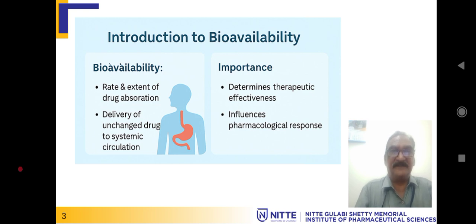Under the topic, we're going to discuss the introduction to bioavailability and the importance of bioavailability. Bioavailability is the rate and extent of drug absorption, delivery of unchanged drug to the systemic circulation and available at the site of action. The importance of bioavailability is that it determines the therapeutic effectiveness and influences the pharmacological response.